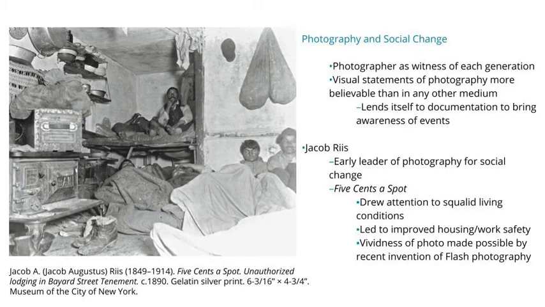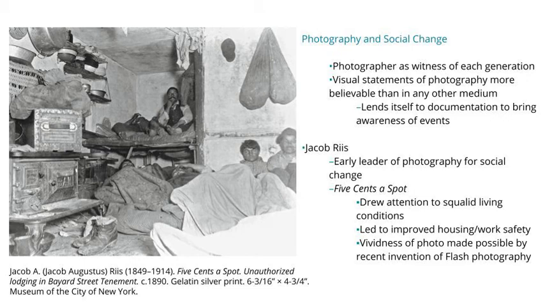Now, one of the most important things to think about when we think about photography is how photography has been implemented for social change. Photographers can be considered witnesses of their generation, and they record what happens around them to be preserved for future generations to look at. Visual statements of photography were more believable than any other medium because you really can't make it up if it's a photo. It had to be there in front of you. And this lends itself to documentation, to bringing awareness of events that people needed to know about.